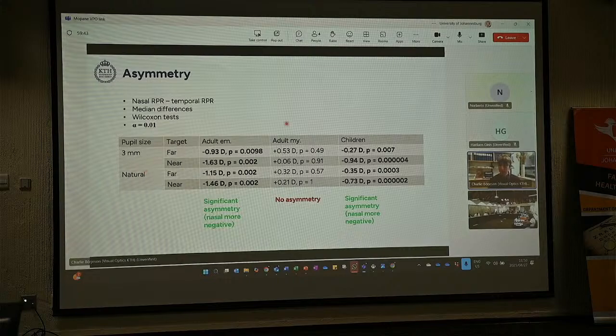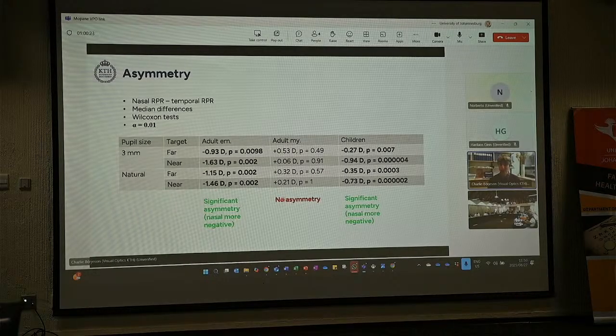If we look at some numbers for the asymmetry, I've created a table. So we have the median differences between the nasal and temporal RPR for emmetropes, myopes, and children, for both 3 millimeter size and natural pupil size, and far and near targets. And we see that for the adult emmetropes, the nasal RPR is always more negative than the temporal RPR, on average for all of these cases. Usually a bit more than 1 diopter difference between the nasal and temporal fields.